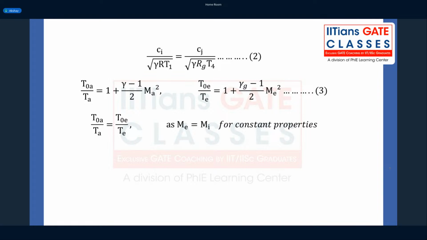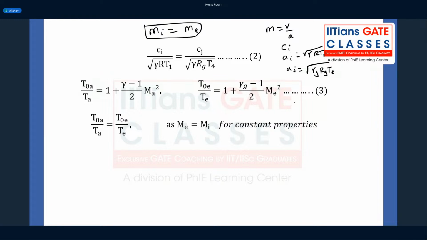session. Okay, so this is the analysis of a ramjet like what I have just shown. In this slide you can also find it. As I said, the inlet Mach number should be equal to the exit Mach number for an ideal ramjet. We all know how to define the Mach number, that is velocity by speed of sound. So inlet velocity is Ci and inlet speed of sound is root of gamma R T1. Similarly, the exit speed of sound is root of gamma R T exit, or T4, whatever you want to represent, you can. So that's what I'm substituting over here.